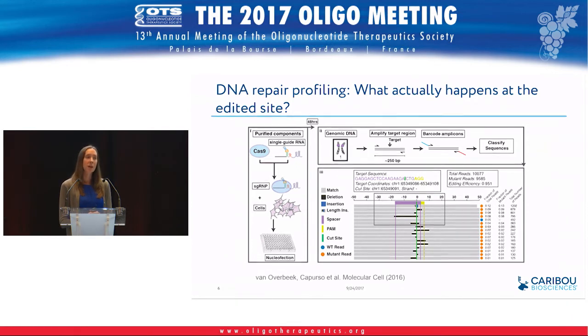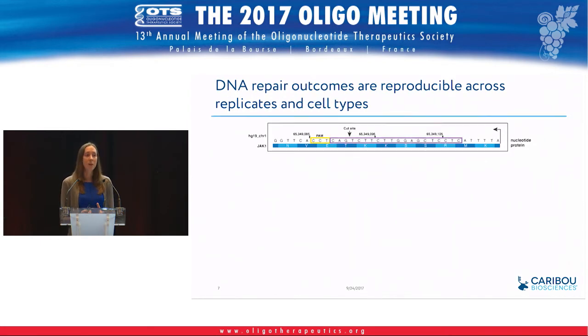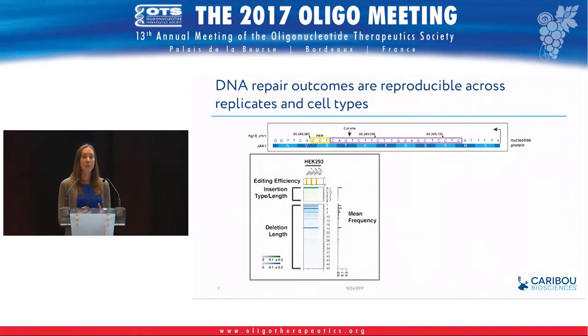So we've now gone on, obviously, and looked at many, many, many sites and have learned some very interesting things about DNA repair biology that really help inform the process of target identification. First and foremost, it turns out that DNA repair patterns are highly reproducible. And I'll show you some evidence of this. And that actually makes it much, much easier as you think about the experimentation necessary to identify a relevant guide for your target. So first, DNA repair patterns are reproducible across experimental replicates.